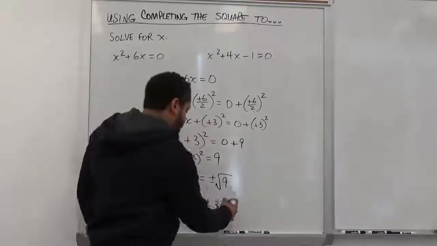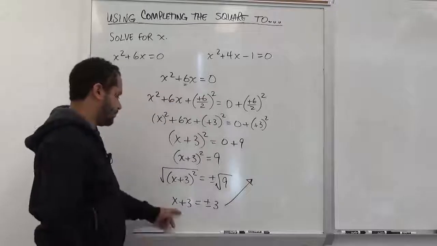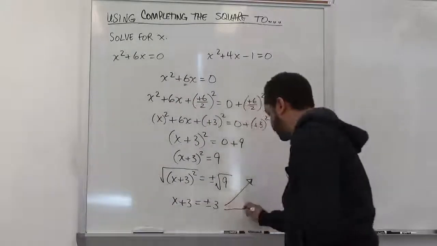Now what we want to do is take both cases into account. So when we have a positive 3 and a negative 3, we're going to get two different results.